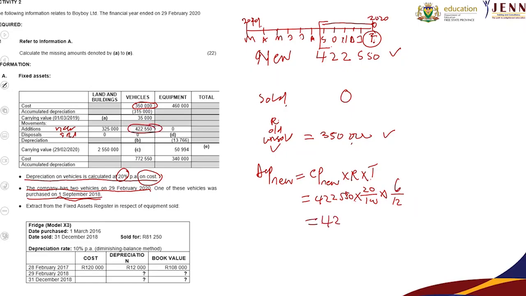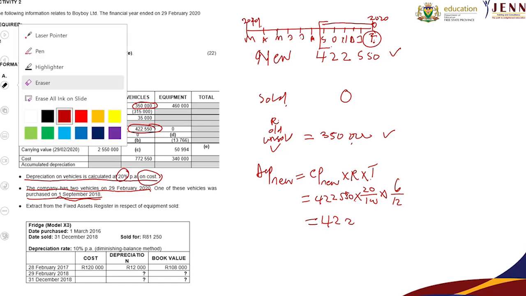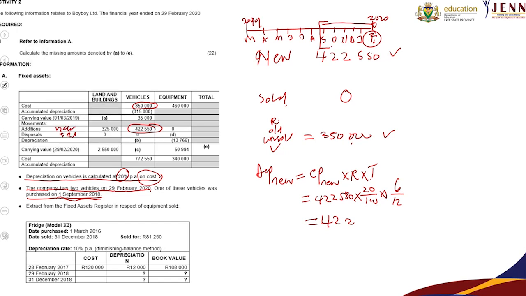Then we are going to have 42,255, right? That is the depreciation for what? For the new one. Now, let's check for the old one, because we said we don't have the sold. Let's go and check for the other one, the old.